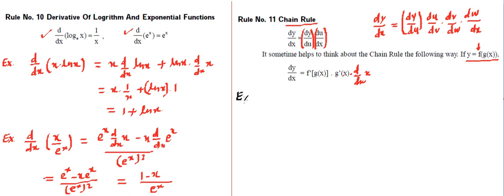So let's say we take an example like this: d upon dx of sine x square. Now you see, this is not sine x, so our answer simply won't be cos x. The outer function is sine, and inside there's a function called x square. So inside is a different function, outside is a different function.